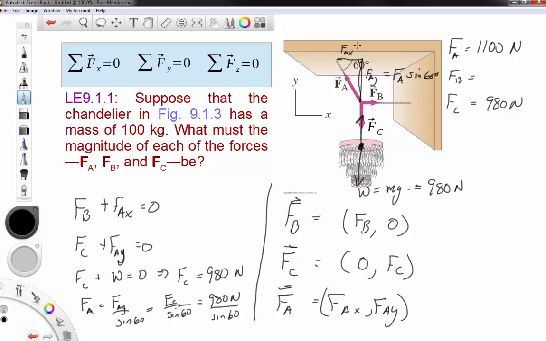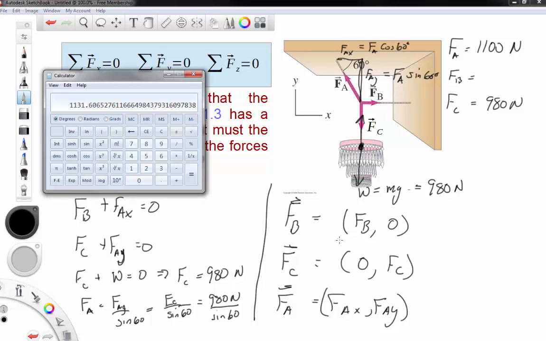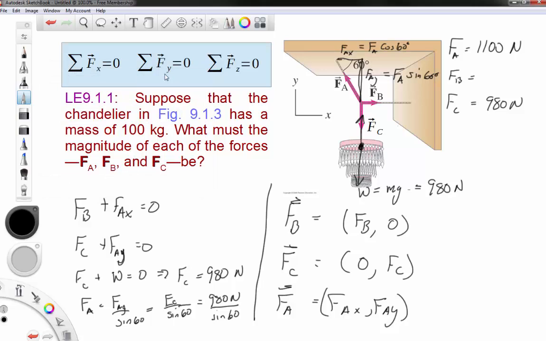Well, FAX, you can see, is going to be FA times the cosine of 60 degrees, because here's FAX, here's the 60 degrees. Cosine of 60 degrees is a half, so we need to take this thing and divide by 2 in order to get the FB. So divide by 2, and what you get is 566 newtons. So 566 newtons. And now we've got our solution to this problem.